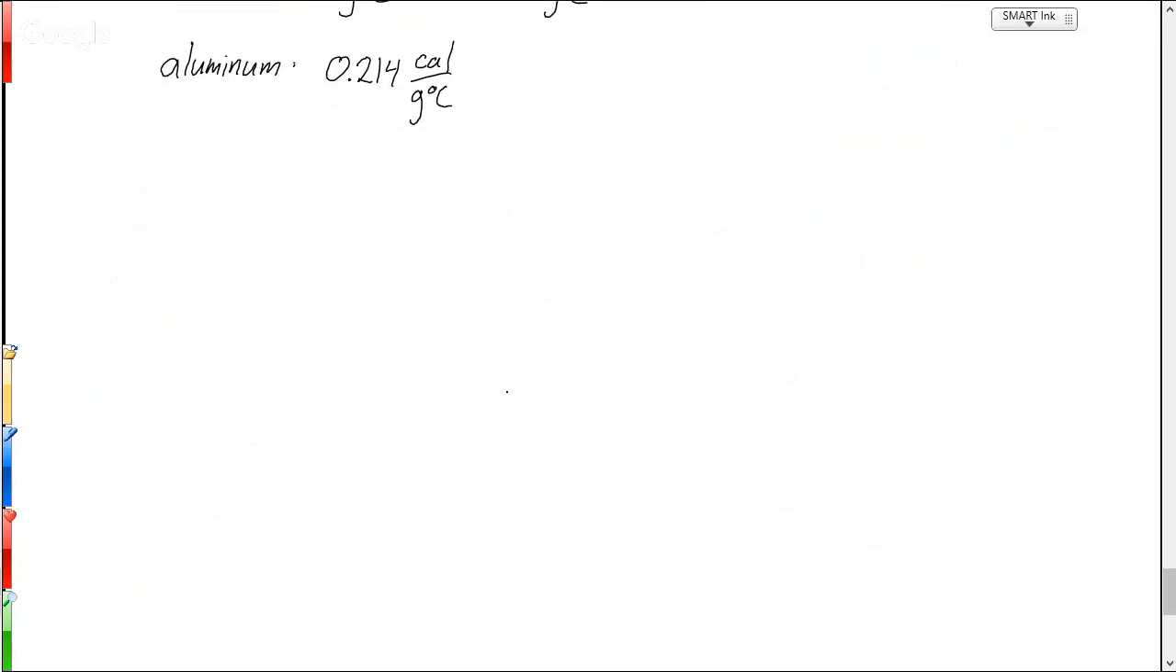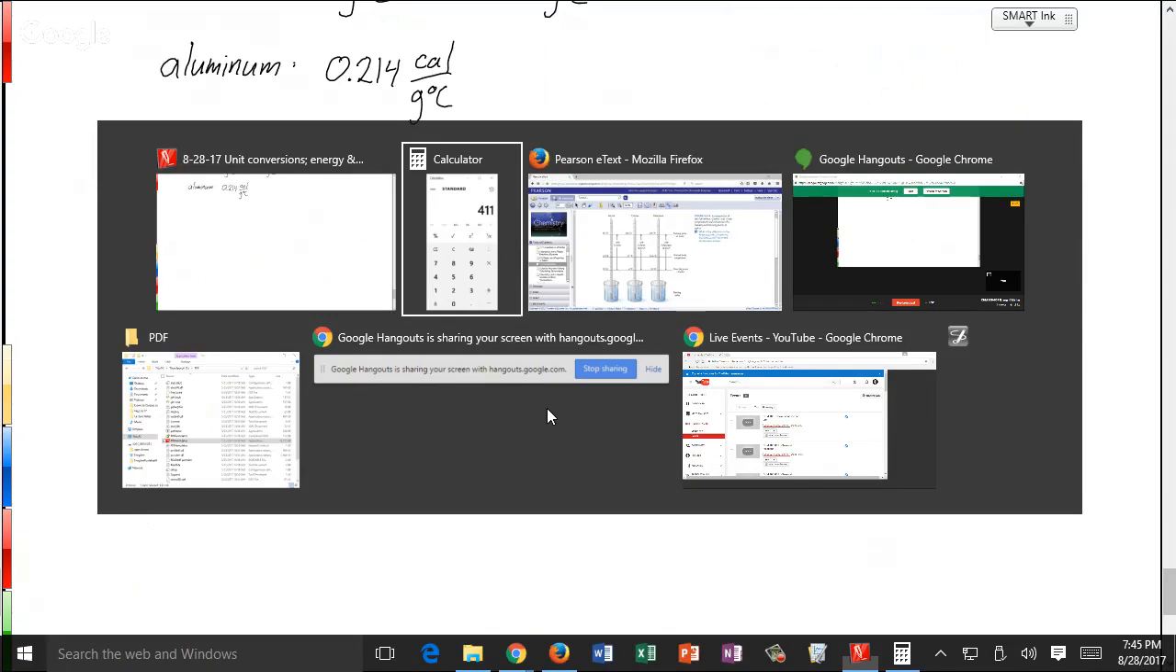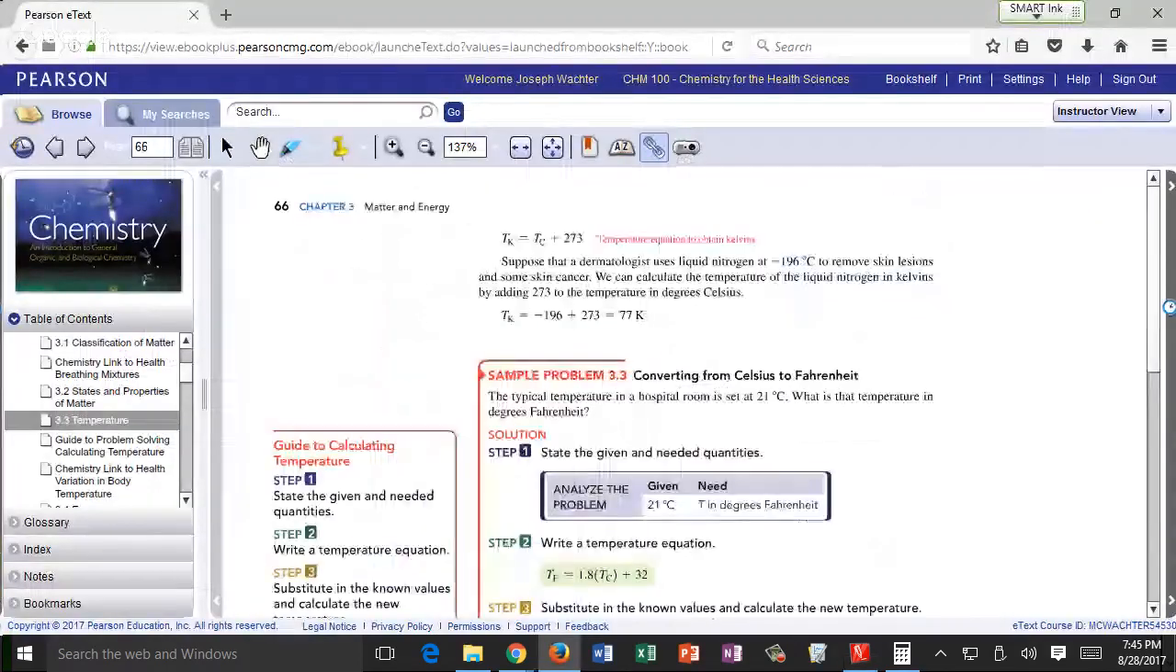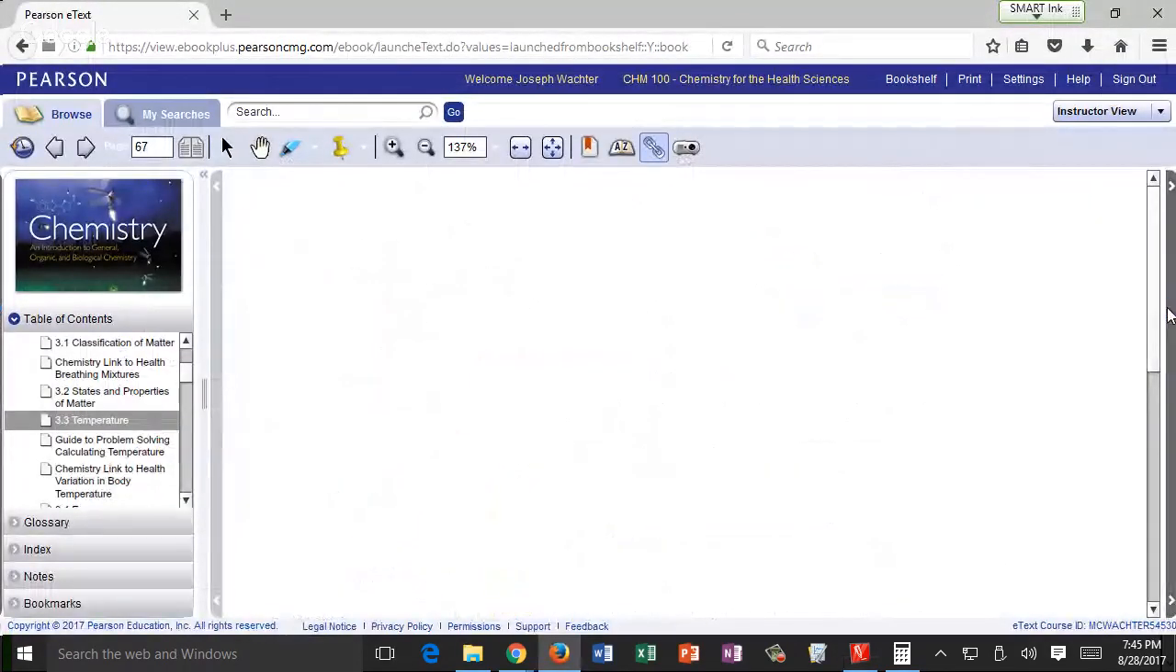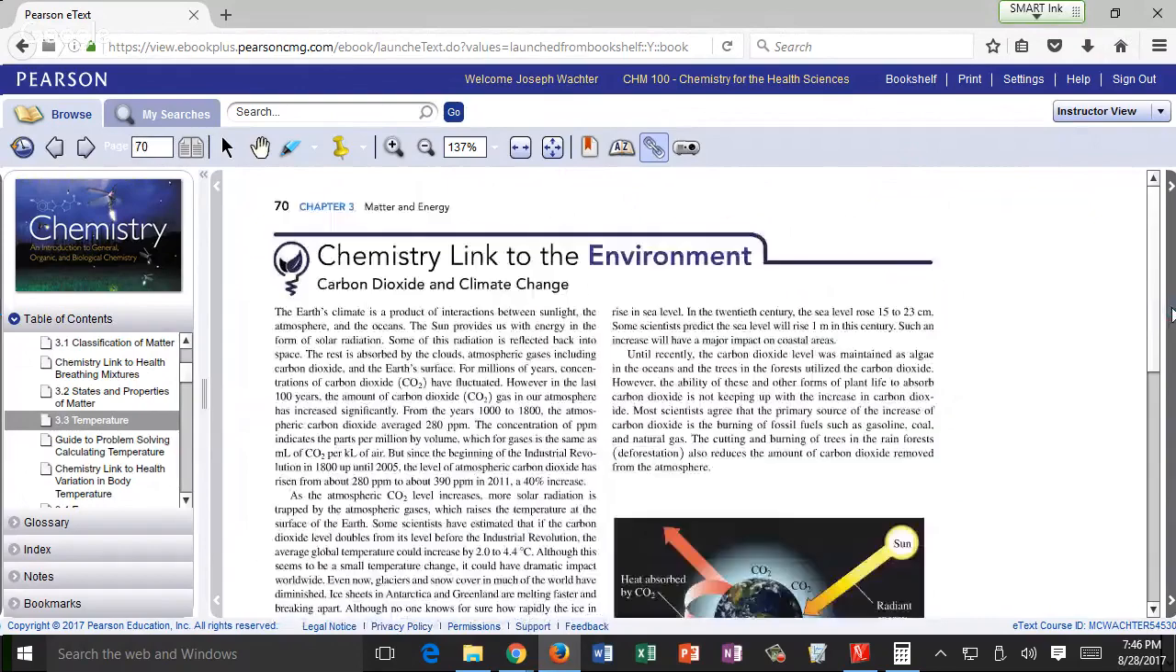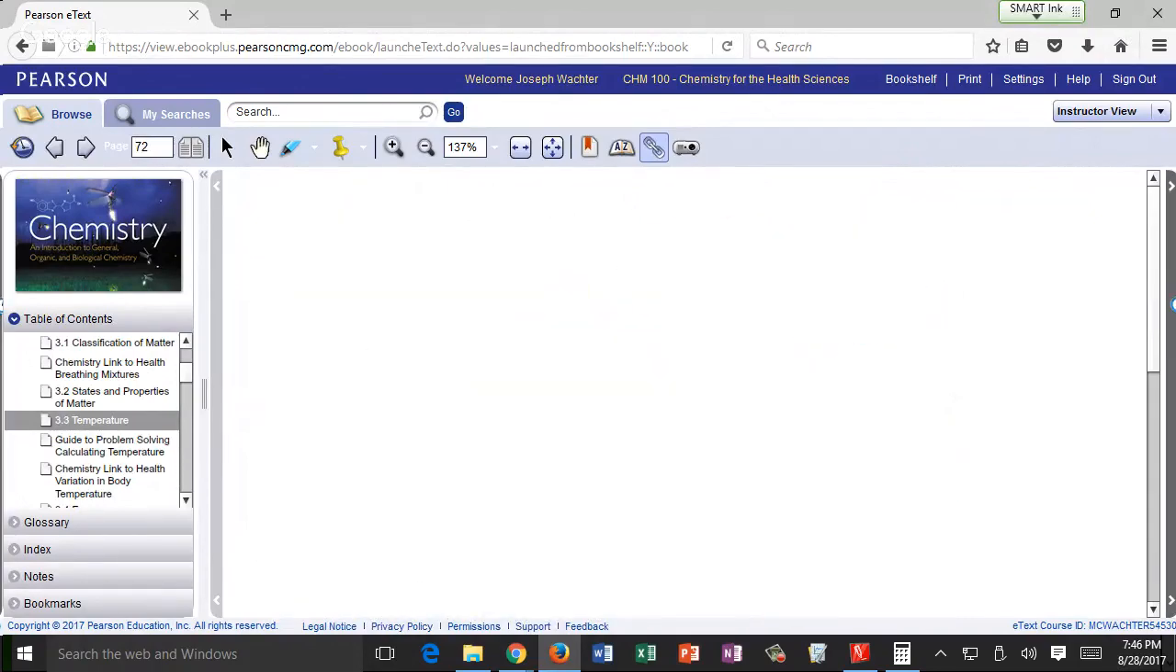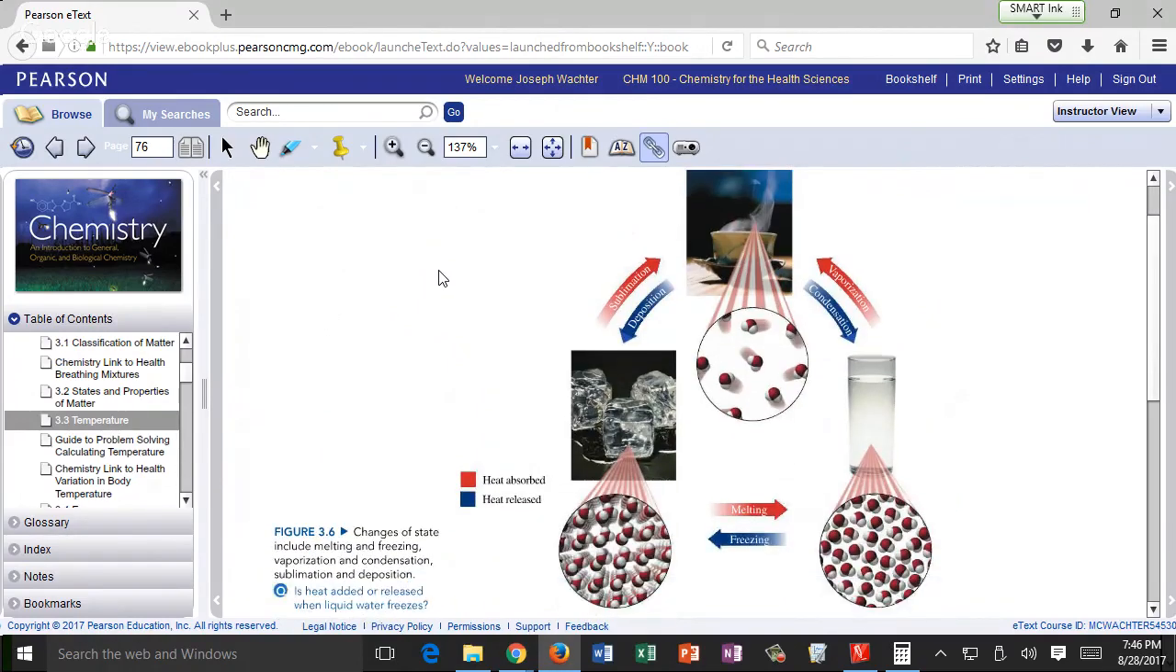All right, let's look at phase changes. You probably know most of this already from being alive in the world, but we should at least make sure that we have all the same terms that we're talking about. So I'm going to grab another picture because I think it does a nice job of putting it all together. This is page 76.